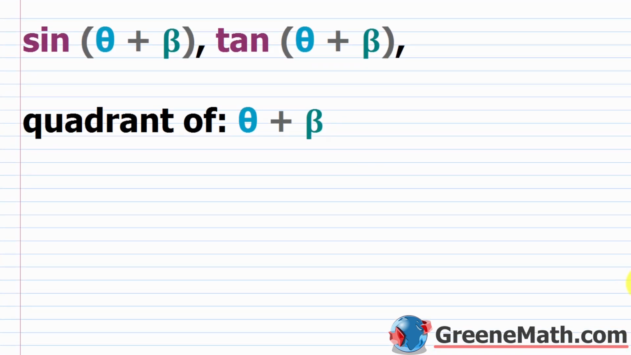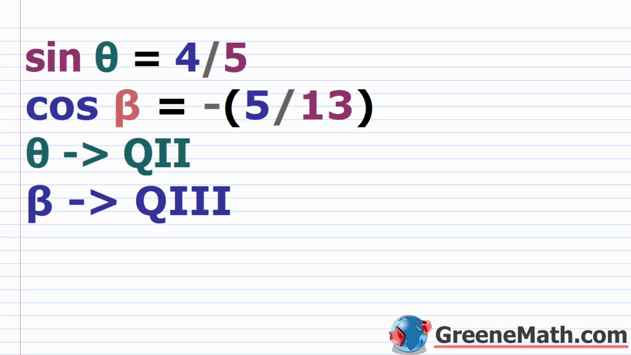All right, let's look at one other type of problem here. We're going to be asked to find the sine of theta plus beta, the tangent of theta plus beta, and the quadrant of theta plus beta. A very common type of problem. Unfortunately, they do take a while to work out. For this one, I'd like for you to try it on your own before we go. We did a similar problem with cosine in the last lesson. We have sine of theta equal to 4/5, the cosine of beta equal to the negative of 5/13, and we're told that theta is in quadrant 2 and beta is in quadrant 3.